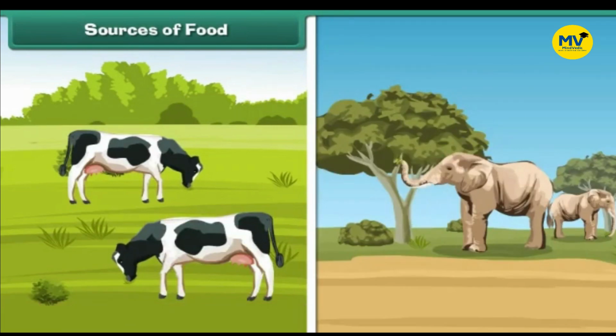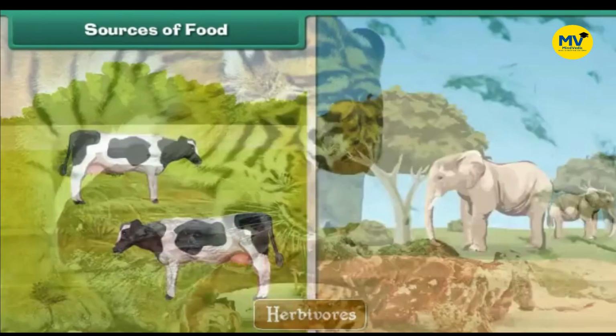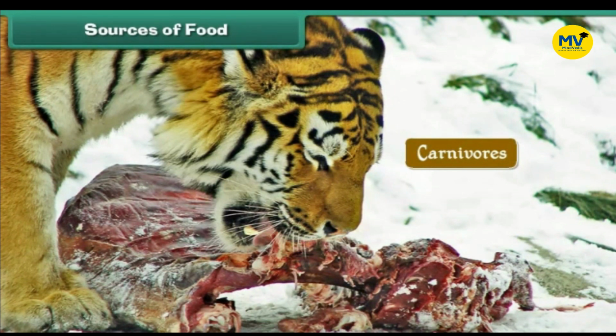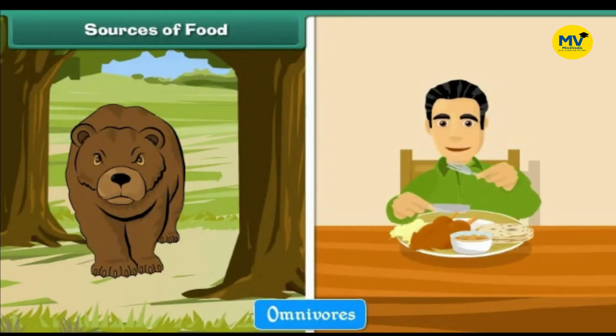Sources of food. Some animals get their food from plants. They are called herbivorous. Cows and elephants are examples of herbivores. Some animals kill and eat other animals for survival. They are called carnivorous. Tigers are examples of carnivores. Some animals get their food from both plants and animals. They are called omnivorous. Bears and humans are examples of omnivores.